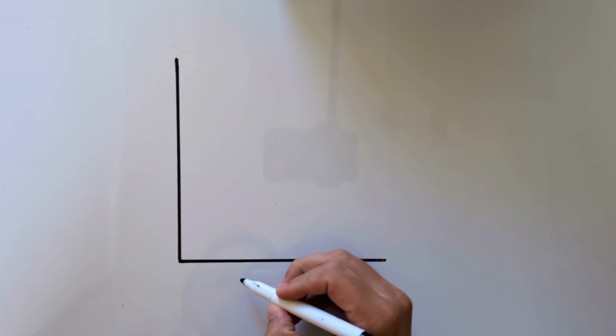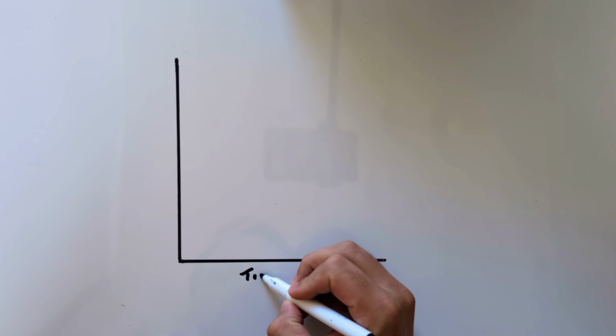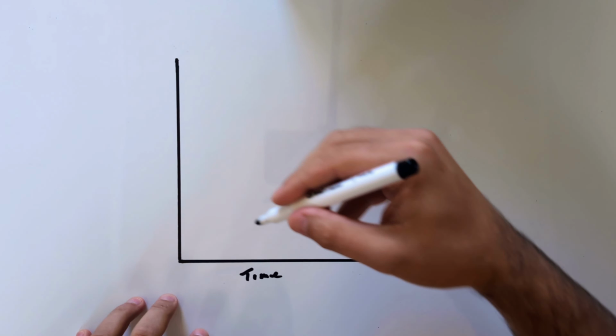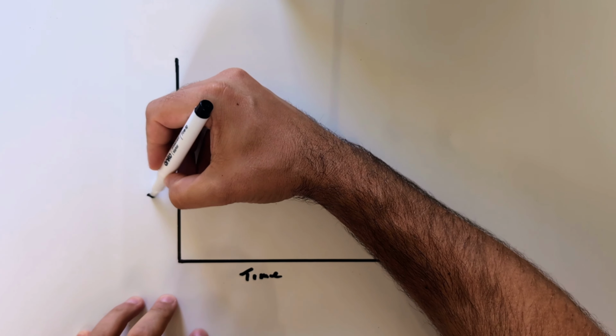Okay, so let's break down Malthus. Before we understand his theory, let's just understand the graph. Here we've got time. It's a line graph, so it's a bit of a timeline. And then on this axis we have population.